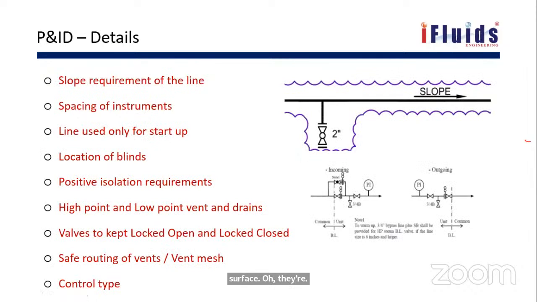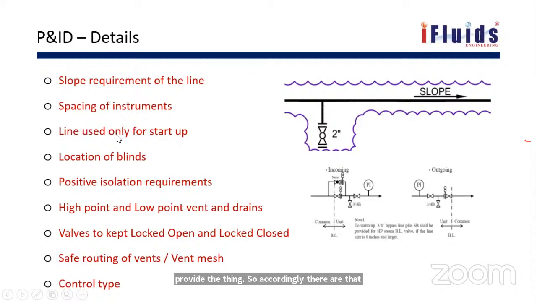And then the slope requirement. Say we are going for a drain line. The drain should go to the drain vessel, which will be underground or at a lower elevation. So we should provide a slope from the source to the destination. Wherever we need a slope, we need to mention whether it should flow to the drain or to the source vessel or the suction vessel. Accordingly, the other discipline, like the piping engineer, will work based on that.